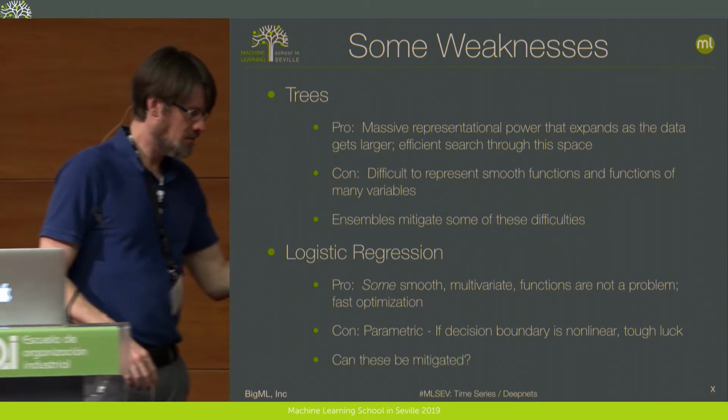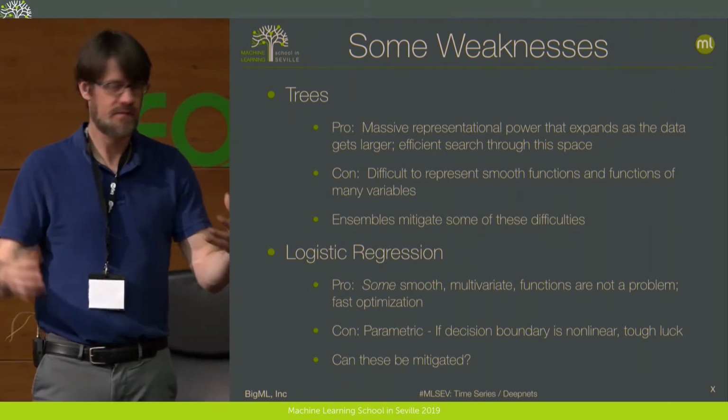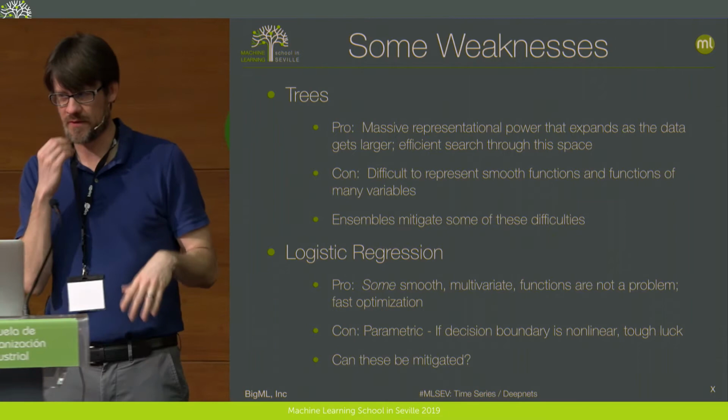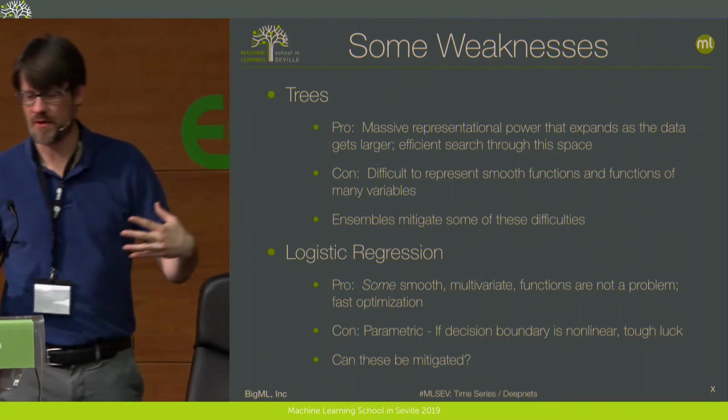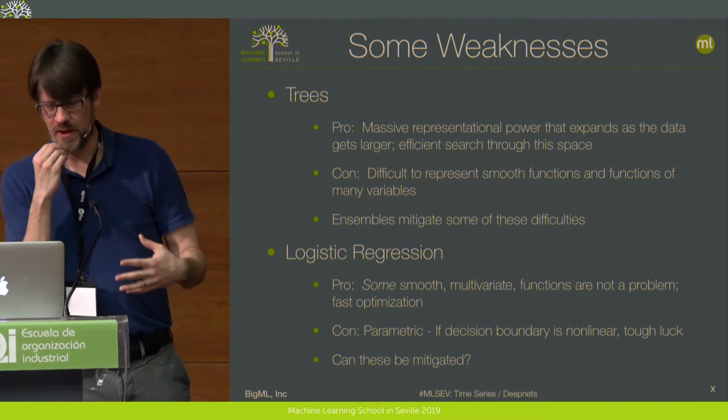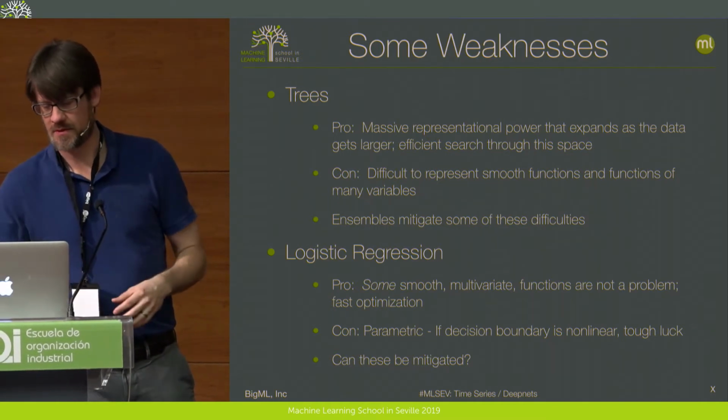So is there a way we can use kind of cleverness in the same way we used ensembles to mitigate some of the problems with trees? Is there a same way we can use some of that cleverness as machine learning academics to mitigate some of the problems with logistic regression?